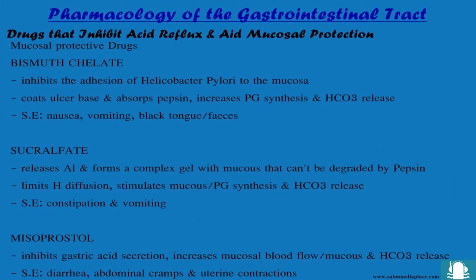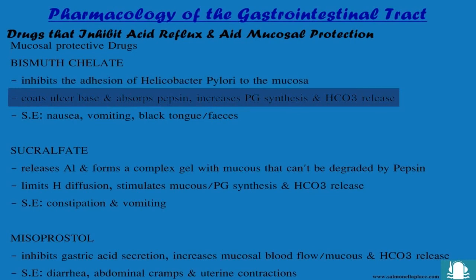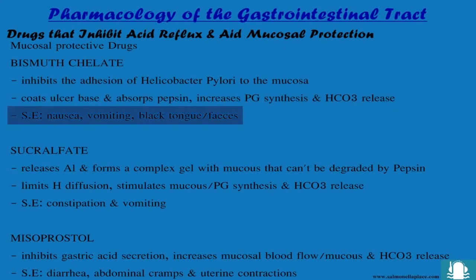And now I'm going to go on to the other group, mucosal protective drugs. So first, bismuth chelate. This is a colloidal bismuth. It's toxic to the Helicobacter pylori, and as I mentioned previously, it is used in the therapy of a manifestation of Helicobacter pylori. And it is toxic because it inhibits the adhesion of the Helicobacter pylori to the mucosa, because it coats the base of the ulcer and absorbs pepsin. It increases prostaglandin synthesis and the release of bicarbonate ion. However, it does have the side effects of nausea, vomiting, and it can create a black tongue and feces.